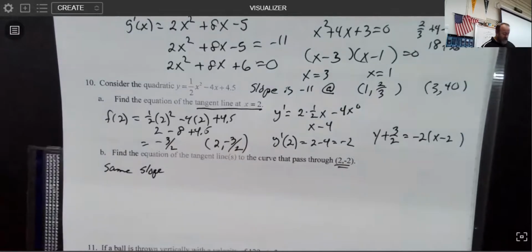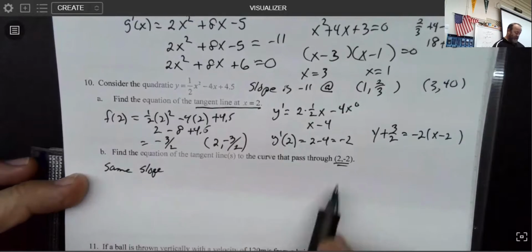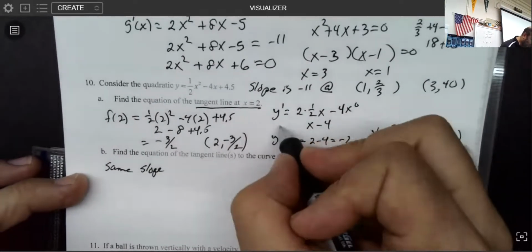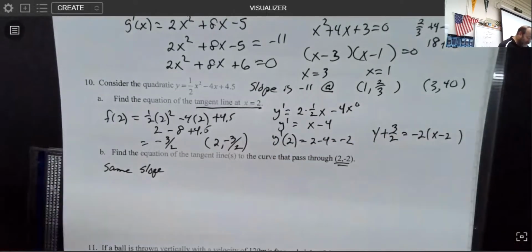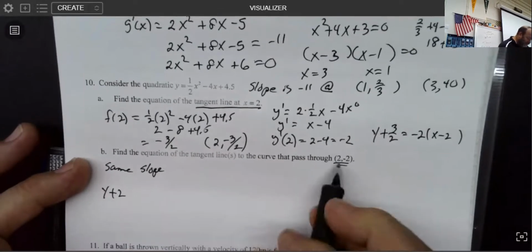Okay, now let's see what happens. I'm going to have some line that has the same slope. So let's start with the fact that it has a derivative, y prime. We already wrote that up here. Y prime was x minus 4. Now, again, I'm not going to redo that derivative. We already have that. So I'm going to come up with some equation that goes through this coordinate right here.